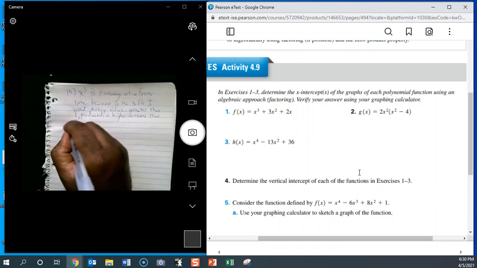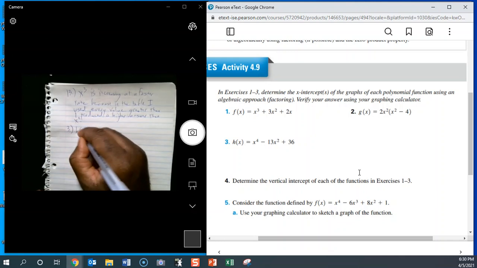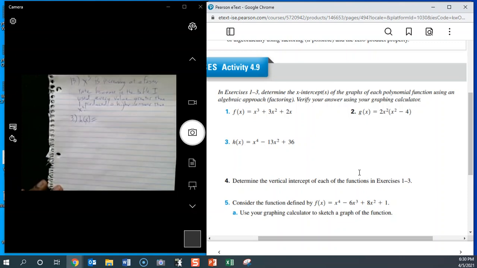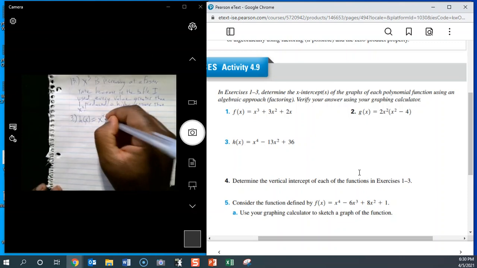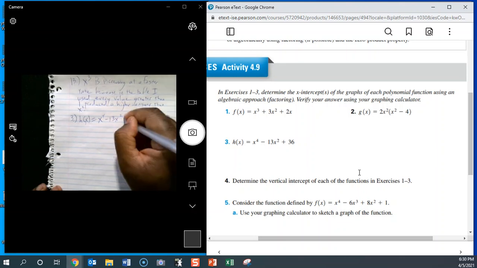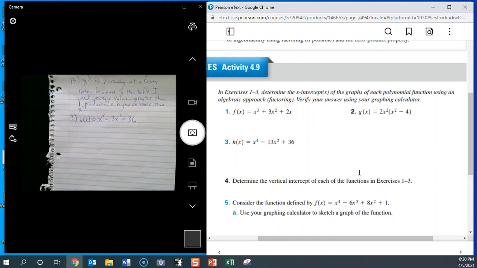Okay, so number 3, we have h of x is equal to x to the 4th minus 13x squared plus 36. Now, first thing we do, we try and find the greatest common factor, which we learned in some previous lessons. And if you look here, our greatest common factor, whether it be the number or variable, is just positive 1. They really have nothing else in common.